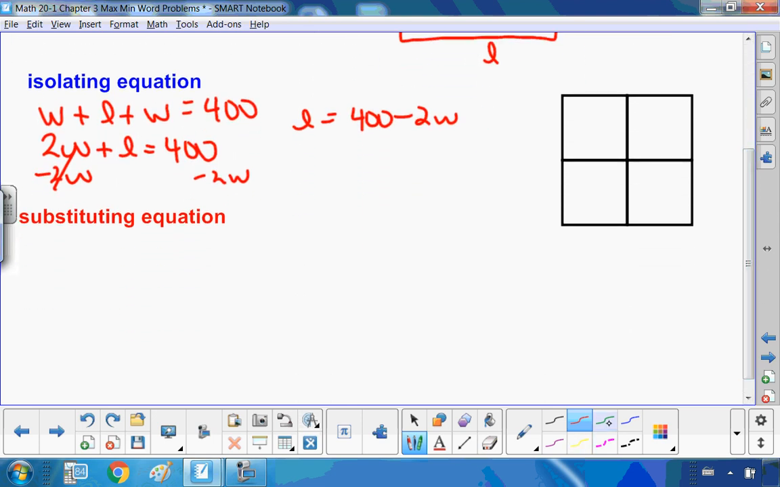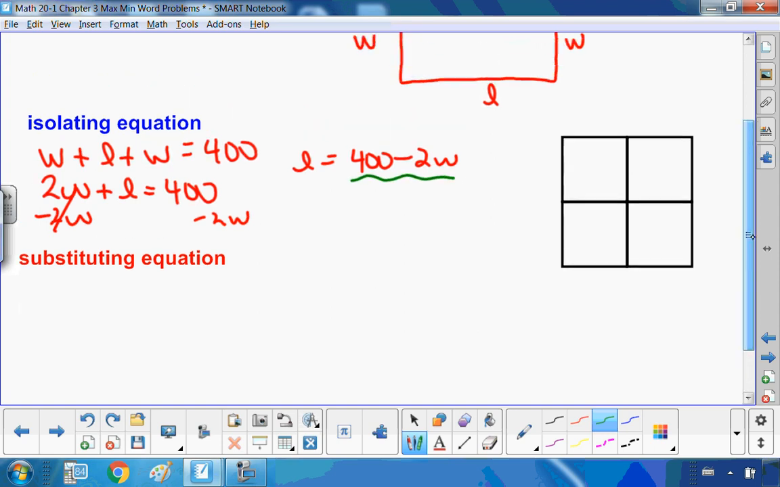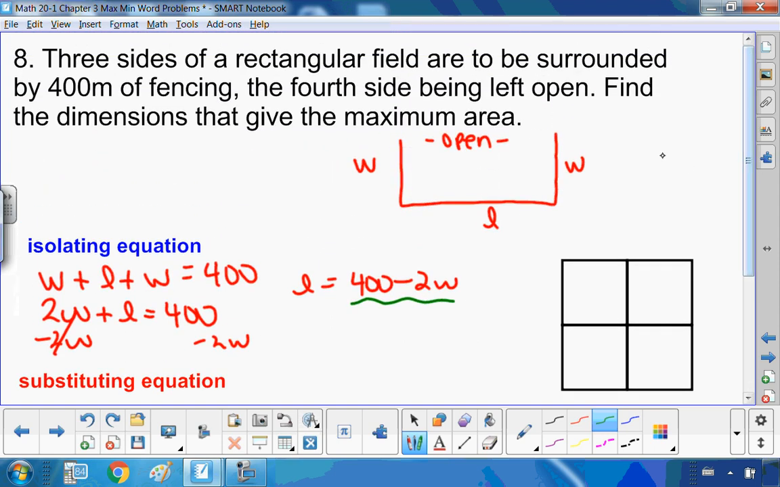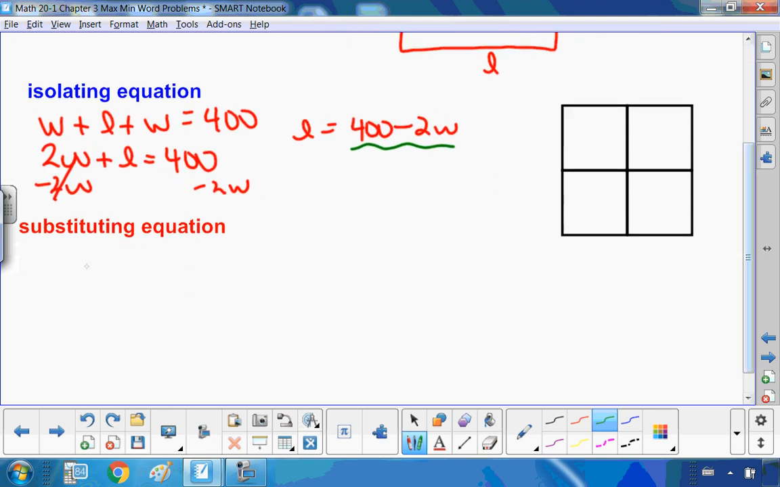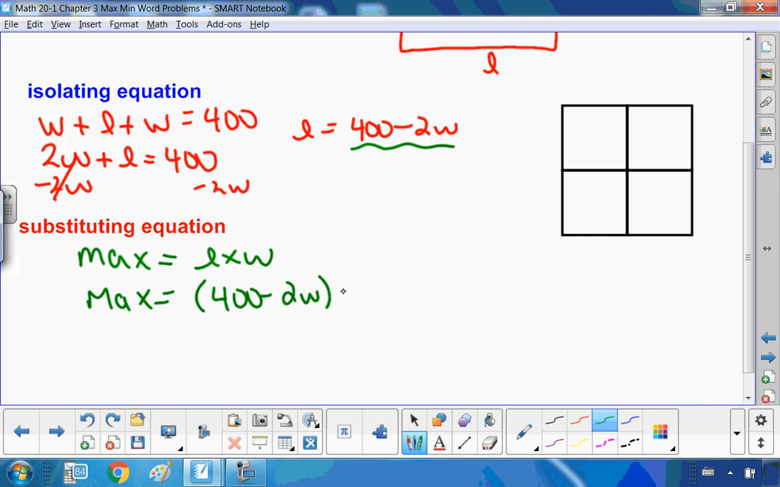Our substituting equation is going to be where we take this length and substitute it. So I'm trying to find dimensions to give me the maximum area. So your substituting equation always has to do with your max or min. So max area, well, maximum area is length times width, but I can only have one variable. I can't have 2 variables. So that means that max will be the length, which is 400 minus 2w, multiplied by the width.